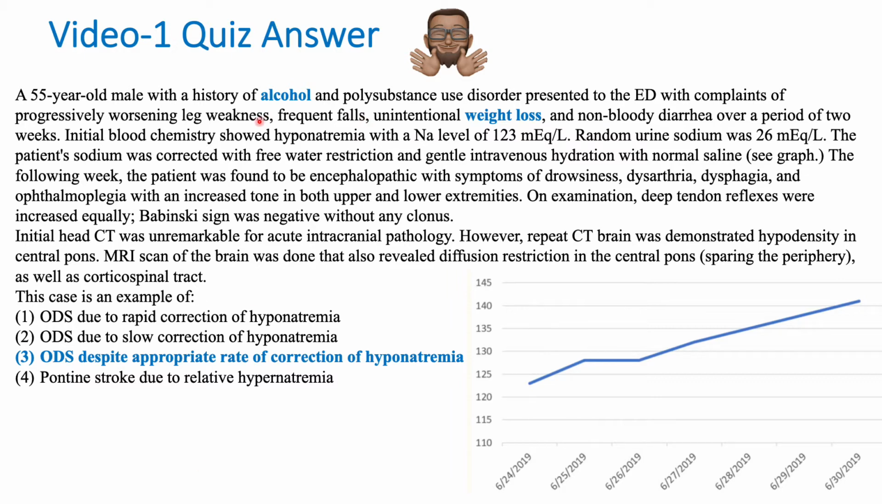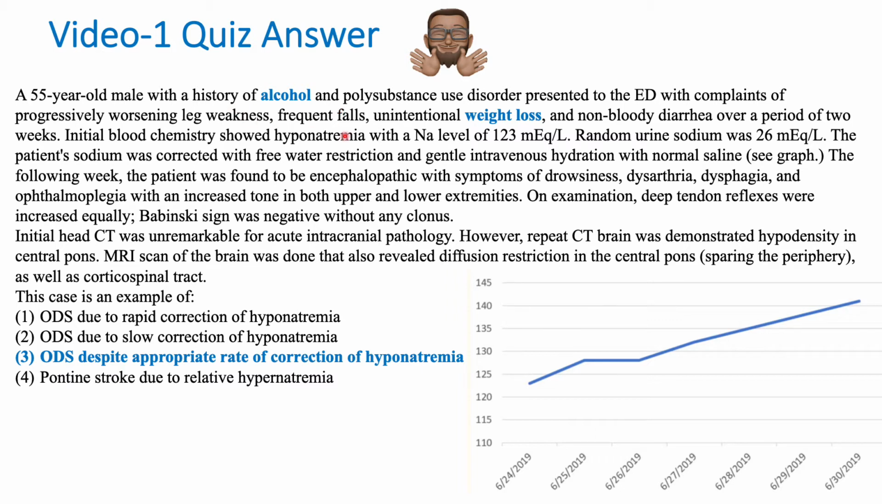So remember in the last video we talked about some risk factors for a patient who can develop ODS despite appropriate correction, and these are patients with history of alcohol, patients with history of severe liver disease, patients with severe hyponatremia at the beginning of therapy, patients on chronic use of diuretics, especially if they're hypokalemic, and patients with malnutrition. These patients are really high risk, and you need to be very careful with correcting hyponatremia.